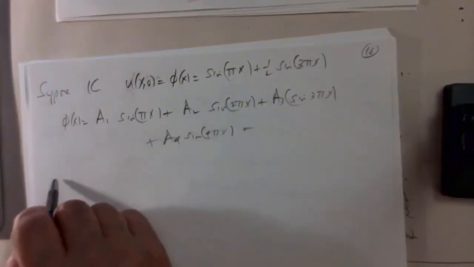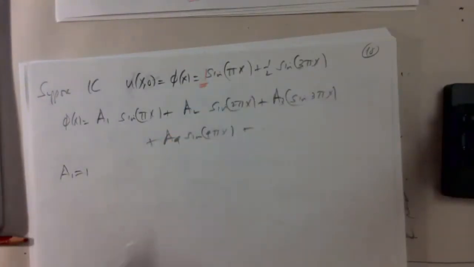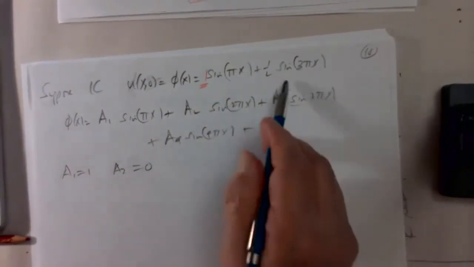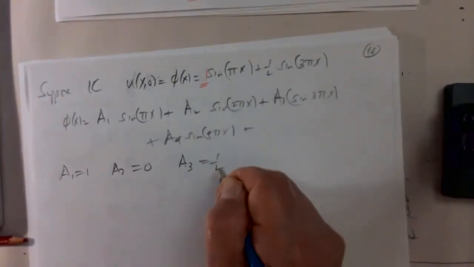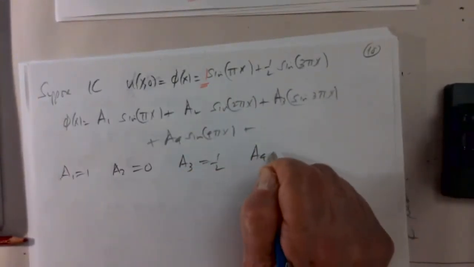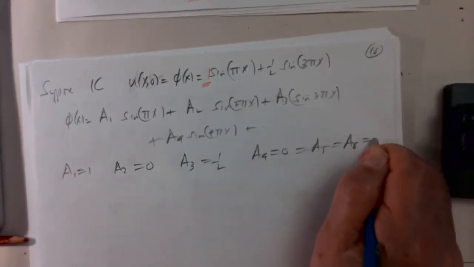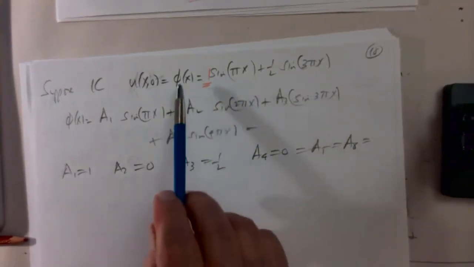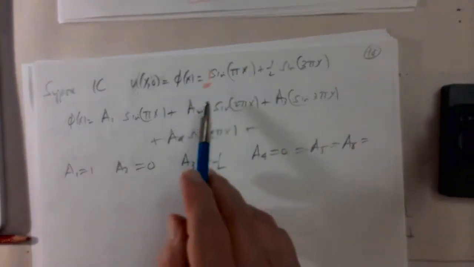But a1 equals 1. a2 is 0. There's no sine 2 pi x. a3 is a half. a4 is 0. And so is a5, a6, and so forth. So this is the Fourier series of the function, and it only has 2 terms. It's simple.